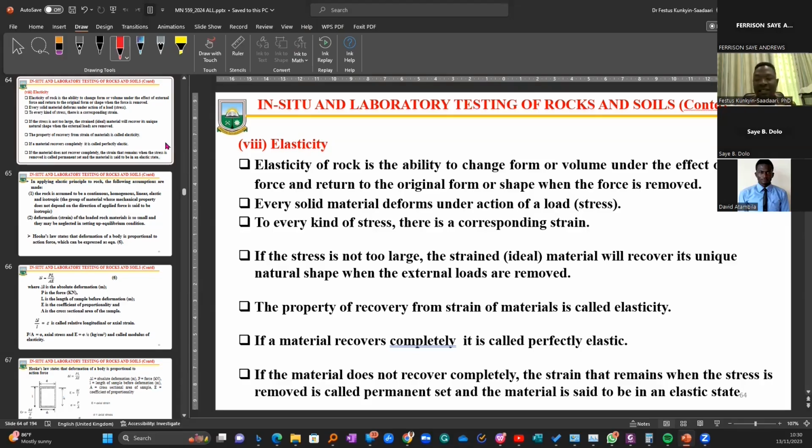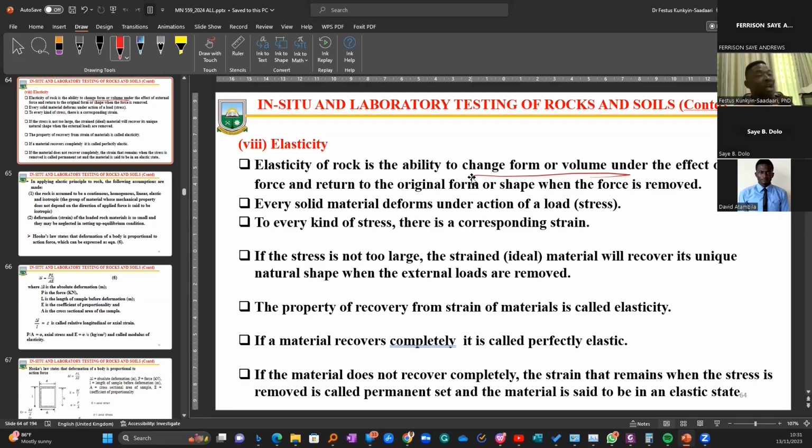So we are saying elasticity of a rock is the ability to change form or volume under the effect of any external force and return to its original position. This can only happen if the load you are exerting onto the material does not exceed its limit. Because remember, we did uniaxial compressive strength, and we said that it is the amount of load the rock can bear before failure, the strength.